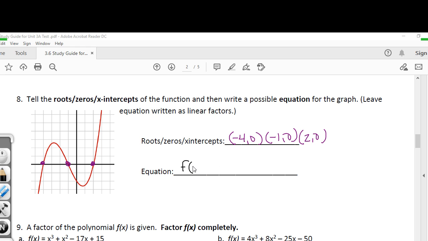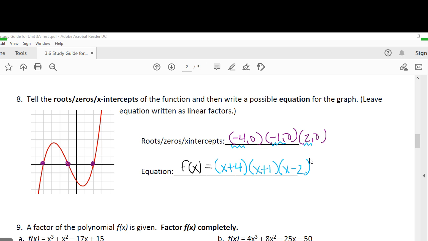I'm going to write my equation. So I'm going to have f of x equals, I'm going to write these as factors, and when we write them as factors, we have to do the opposite sign. So instead of writing -4, I'm going to do x plus 4. The opposite of -1 is x plus 1. And the opposite of +2 is x minus 2. In the directions, it does say leave the equation written in linear factors, so we are good. That is your final answer.